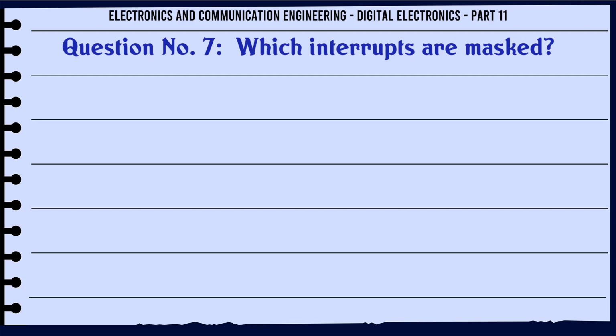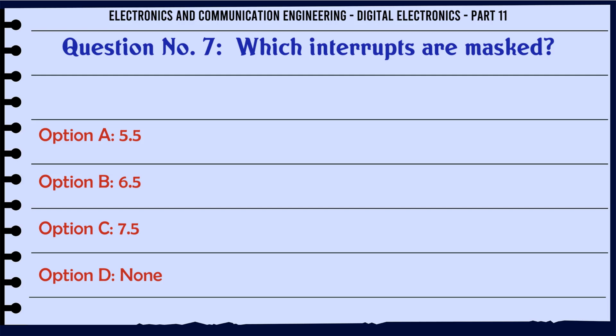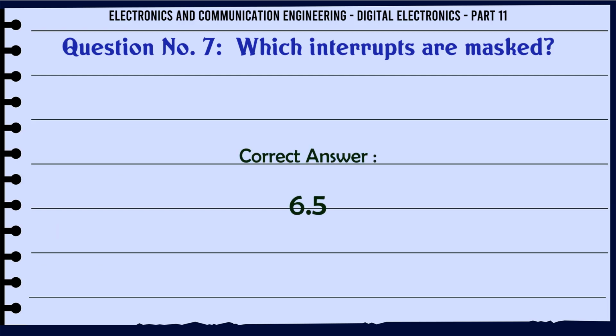Which interrupts are masked? A, 5.5. B, 6.5. C, 7.5. D, none. The correct answer is 6.5.